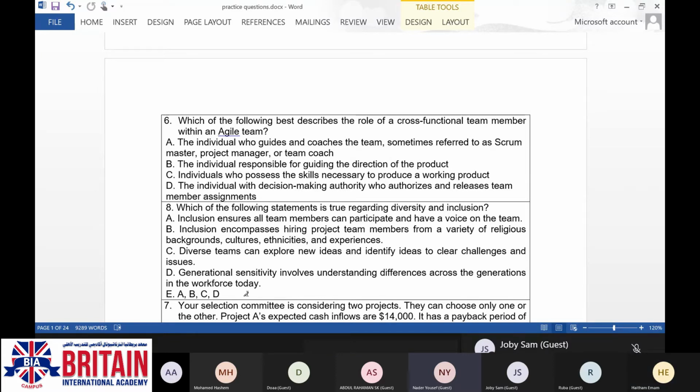A diverse team can explore new ideas and identify ideas to clear challenges and issues. Generational sensitivity involves understanding differences across the generations in the workforce today. Okay. In my opinion, maybe B: inclusion encompasses hiring project team members from a variety of religious backgrounds, cultures, ethnicities and experience.